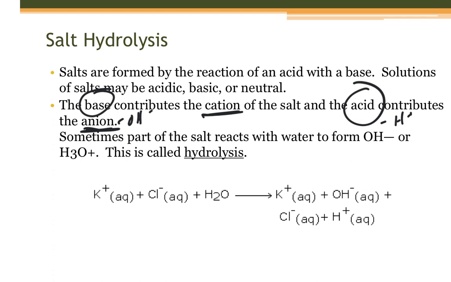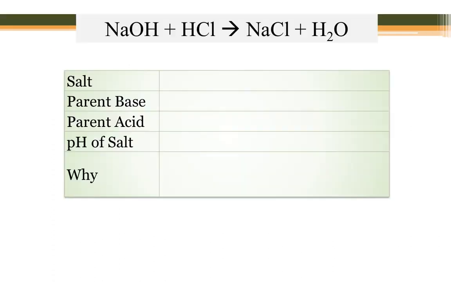This is called hydrolysis, and when this happens, it makes the salt behave slightly acidic or basic, and that's what I'm going to show you. There are a few examples here. The first one is sodium hydroxide and hydrochloric acid. Hopefully you know by now that this is a strong base and this is a strong acid. The salt that's formed here is NaCl.